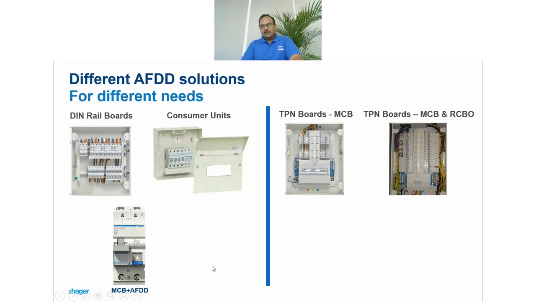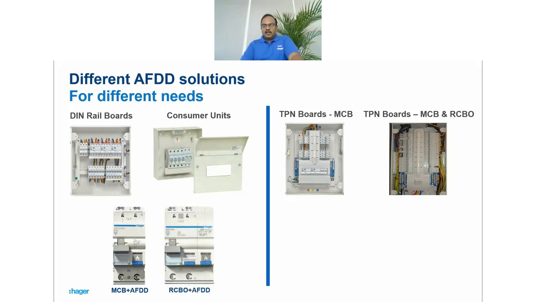Each circuit which needs to be safeguarded will have its MCB replaced by an MCB plus AFDD. In some places where RCDs, RCCBs, are not used today, they only have isolator and MCBs, which is not prevalent in the Middle East, they can directly use an RCBO with AFDD. Or if there is a market where they are using RCBO instead of an RCCB, then they can use this solution, RCBO plus AFDD. So this comes as a solution for the DIN rail boards and the consumer units.